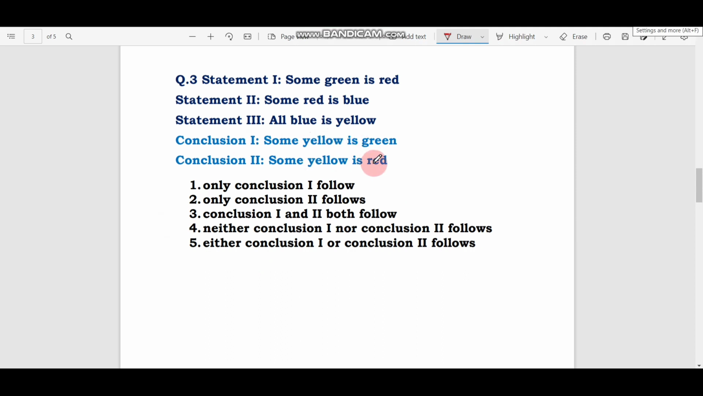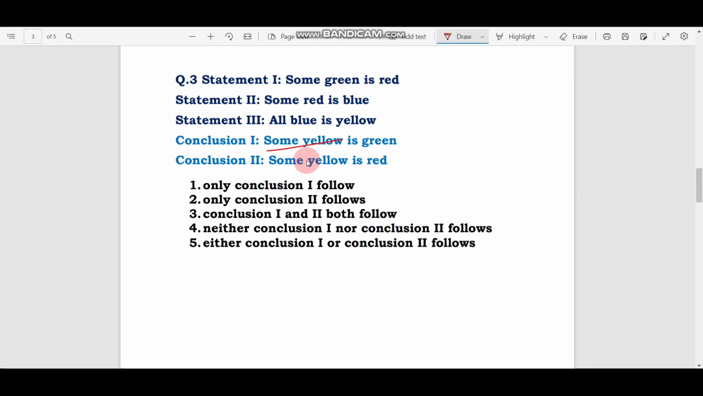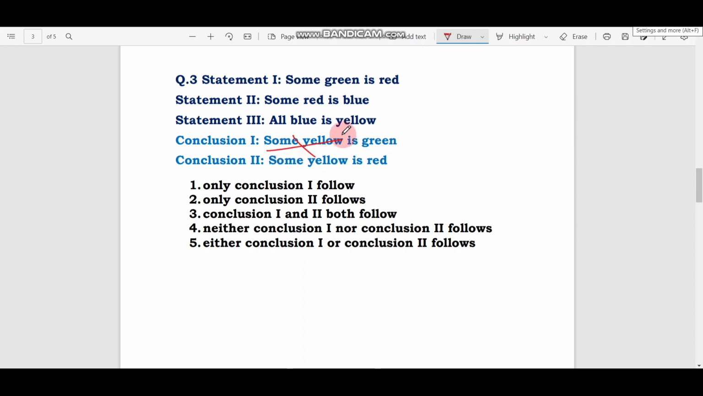Now let's move to the conclusions. The first says some yellow is green. Is it correct? No, because there is no portion of the green which is yellow. So no yellow is green. The first conclusion is false, because it says some yellow is green, but no yellow is green.